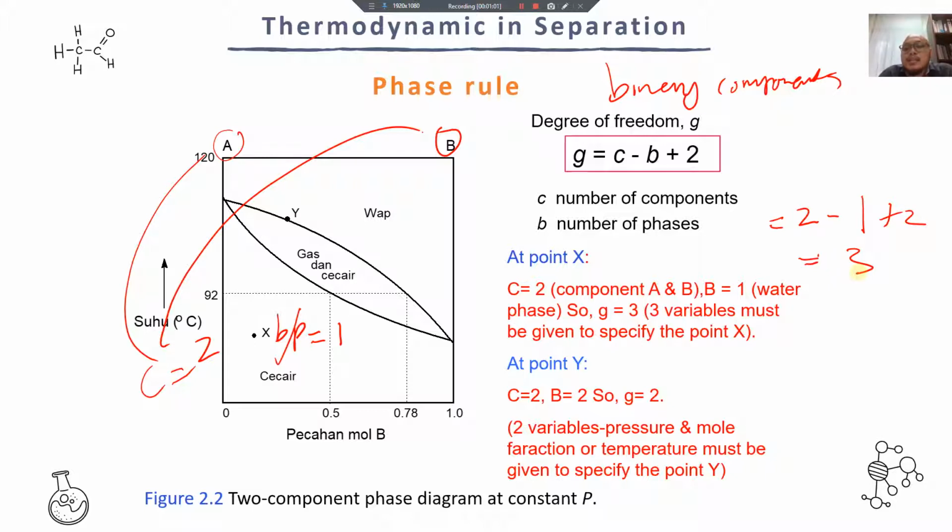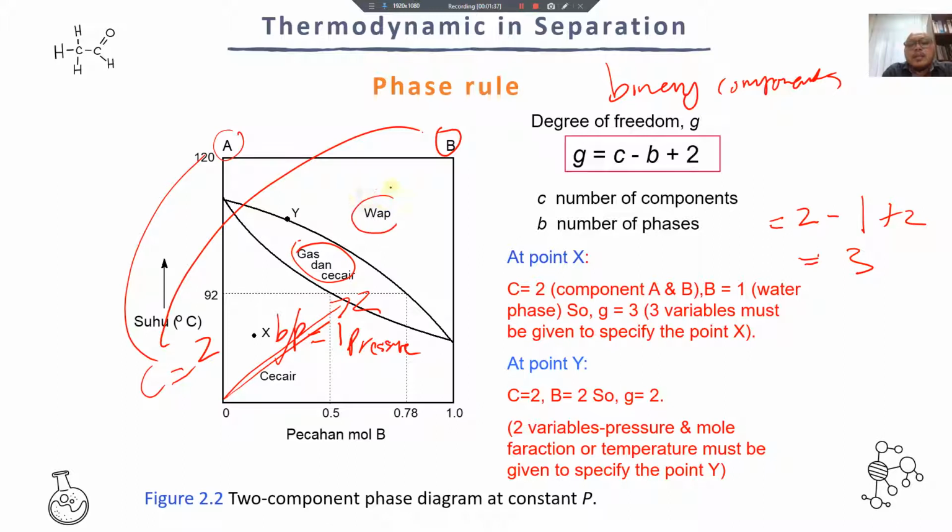Dekat sini ada 3, so you boleh ada suhu, you boleh ada fraction, okay, if you want to manipulate during the separation, and then you can also have the pressure. So the Z, so you have pressure over there. So a lot of things that you can do, okay. Let's say at point Y, okay, you have components still 2, phase you have 2. You have gas phase, we calculate as one phase, not calculate by 2 phase, kita anggap je sebagai satu phase.